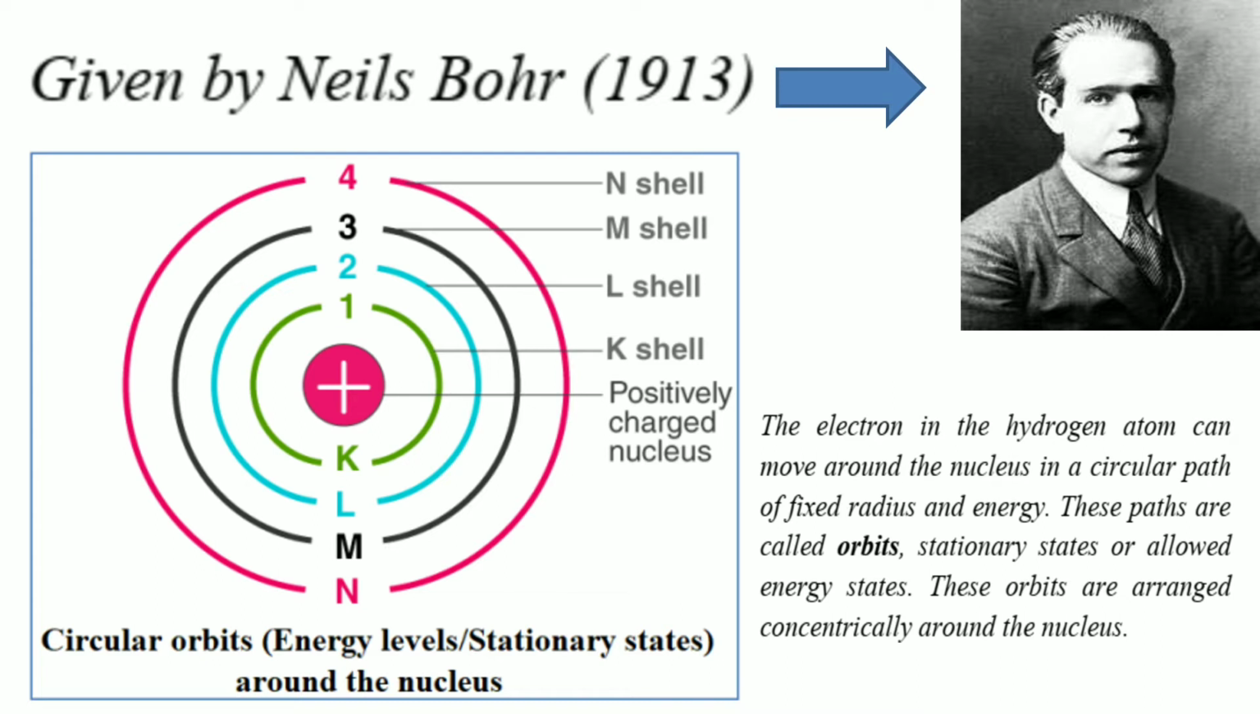So these are the stationary states which are concentrically arranged around the nucleus, named as K shell, L shell, M shell and N shell. K shell is near to the nucleus and N shell is far away from the nucleus. So these are the names of the shells.